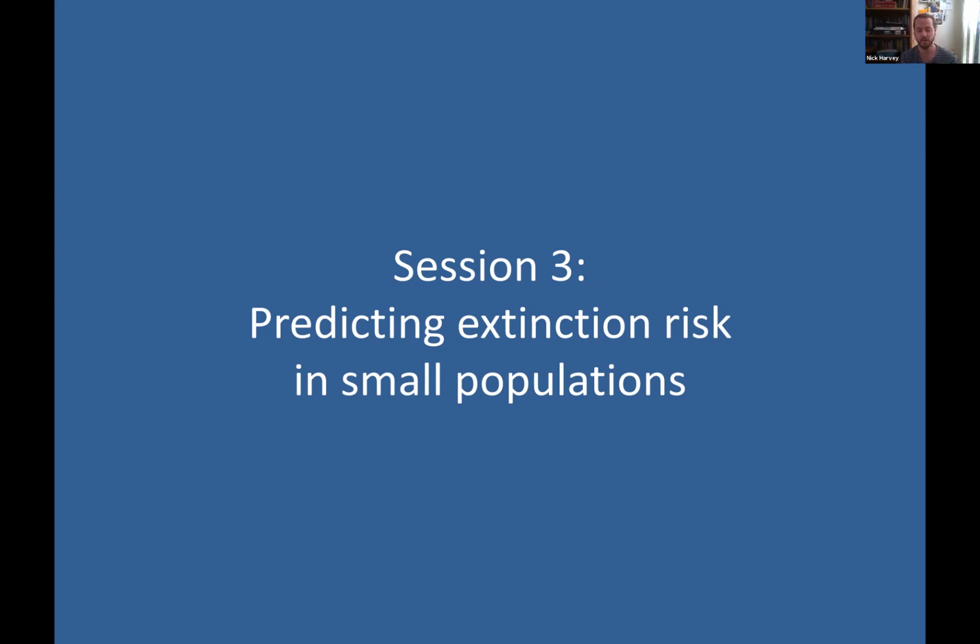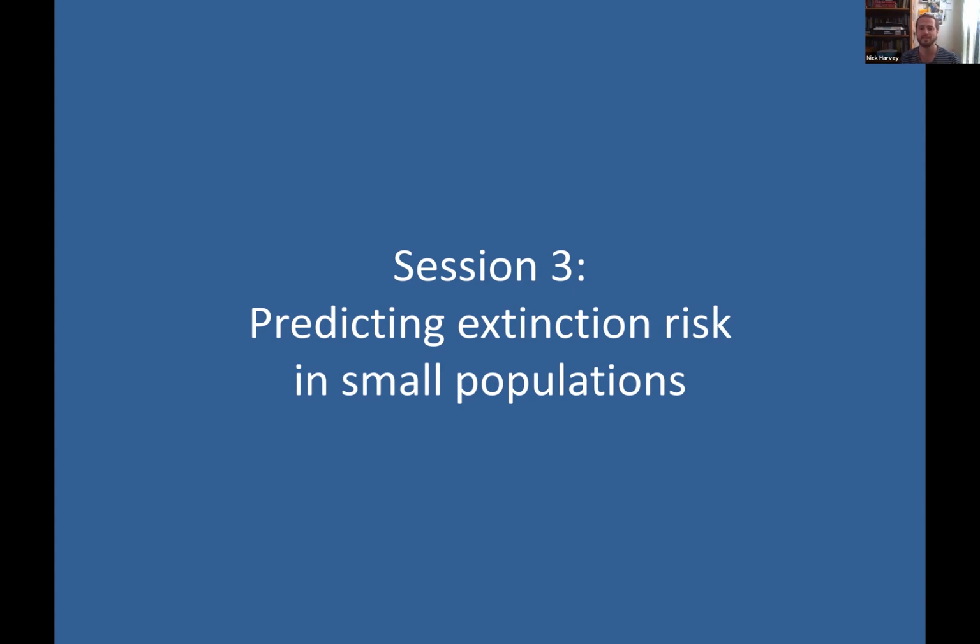In the second lecture, we looked at why particular species are vulnerable to extinction and the knock-on impacts that has for protected areas, and again, why our biased understanding of particular species may lead to conservation programs that aren't as effective as they could be.